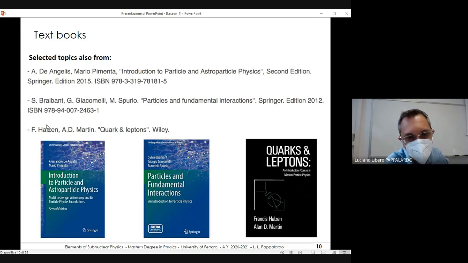But I also took some sparse material from other textbooks, and you find 3 examples here. Introduction to Particle and Astroparticle Physics. The second one is Particles and Fundamental Interactions by Braibant, Giacomelli, Spurio, that you might already have from the bachelor courses. And Quarks and Leptons, the last one, is quite advanced. It is also quite old, from the 80s, I think. And I will pick up from this book only a few selected subjects.